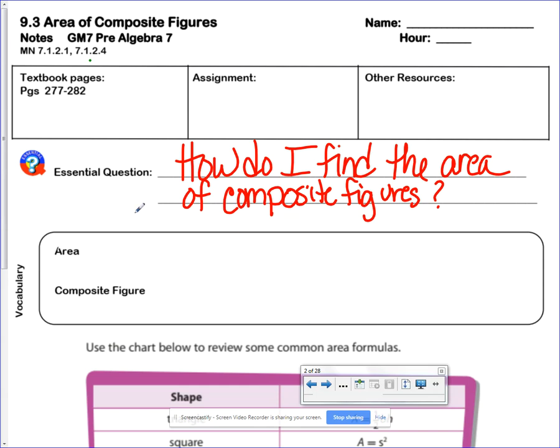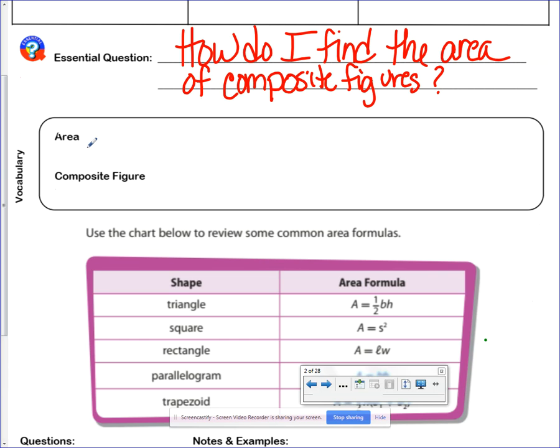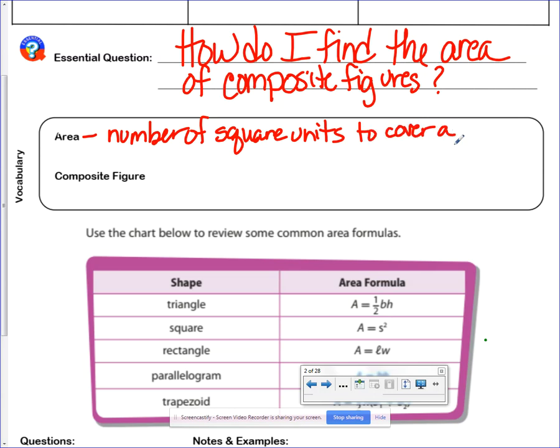And then we'd better tackle what on earth it means to be a composite figure. All right. If you recall, we have defined the area as the number of square units that it takes to cover some sort of surface, a two-dimensional thing. I'll just say surface here.